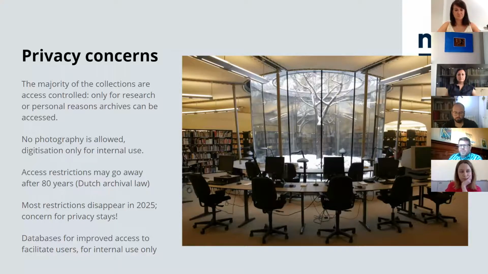But since the laws in the Netherlands and the European laws are very strict, we have to be very careful in opening up the records and the documents for everyone who wants to access them. So only for research or personal reasons the archives can be accessed, which is also a consideration if you want to make these things digitally. That's most often not really possible if you want to make it available on Europeana or on other national or international portals, because you need to have a specific task into making those things available.